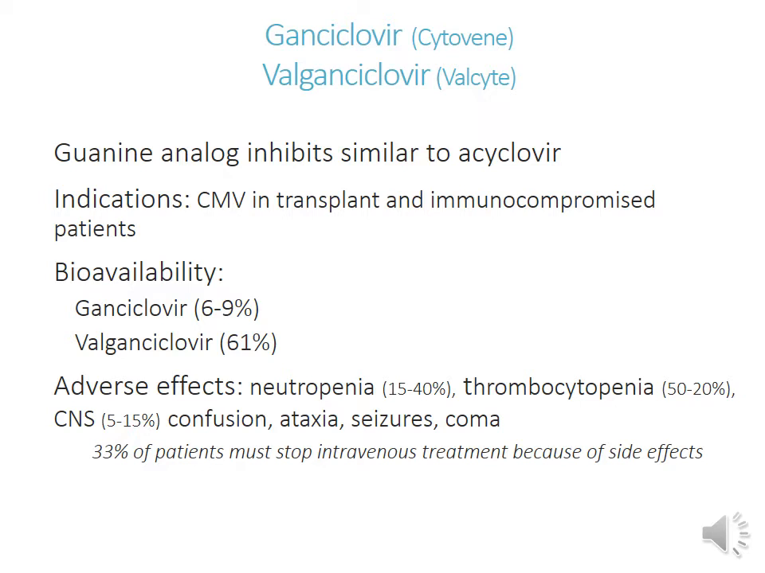Again, the side effects are a little bit worse here with these drugs. That's why they're mainly relegated to more invasive infections. But you see more neutropenia and thrombocytopenia, so that's that bone marrow suppression popping up there. And certainly the CNS effects can be problematic as well. Typically, about a third of patients actually have to stop intravenous treatment just due to the side effects. So it can be pretty nasty depending on your patient.